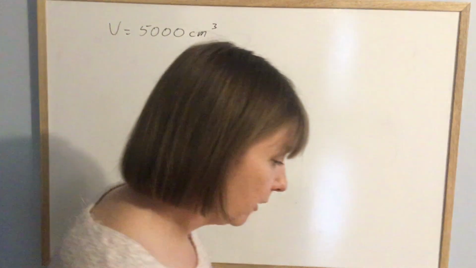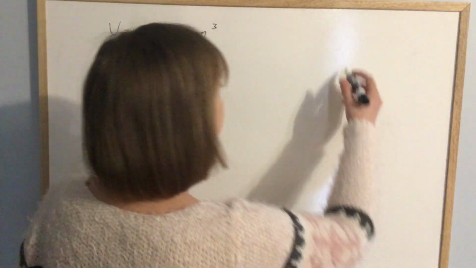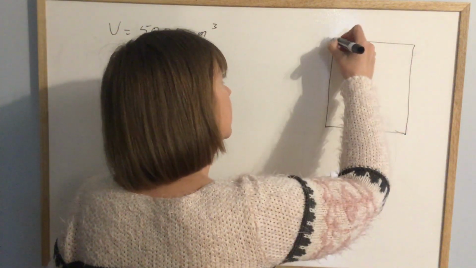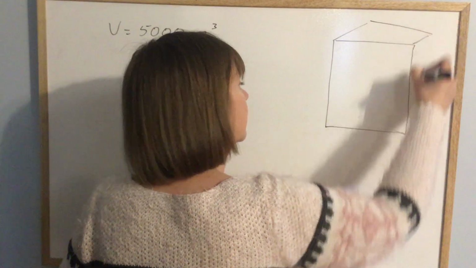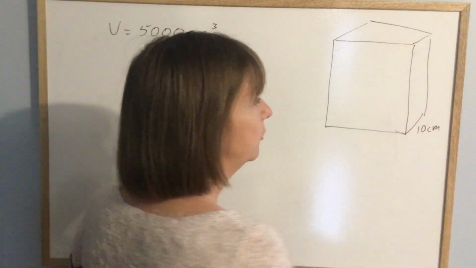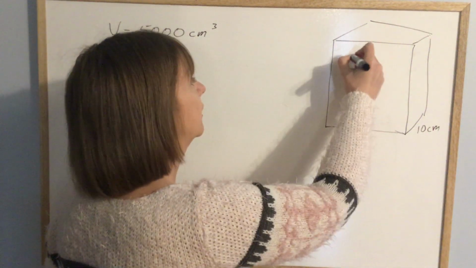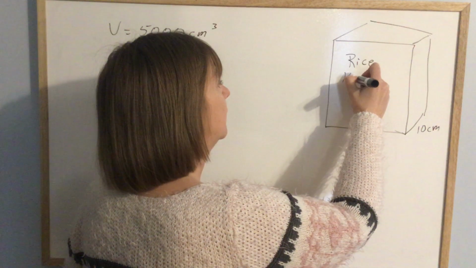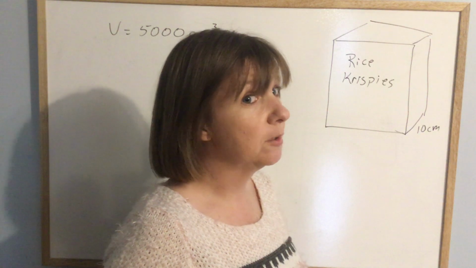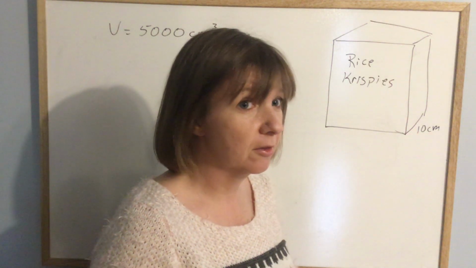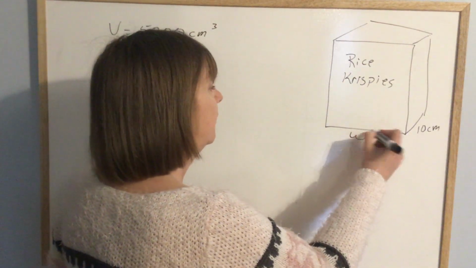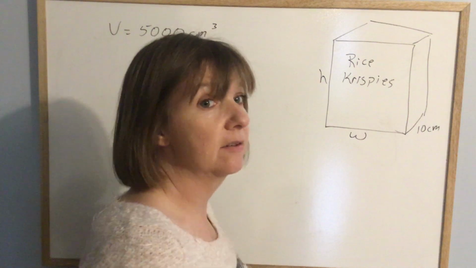All right, so if we have a cereal box, and I can't draw very well, we have that the width of it, where you grab it, is going to be 10 centimeters. And I don't know, maybe it's Rice Krispies. Ooh, now I want Rice Krispie squares. If this quarantine keeps up, you're gonna have to roll me out of this house because all I've been doing is eating. And they call this the width of the box, and this is the height of the box.